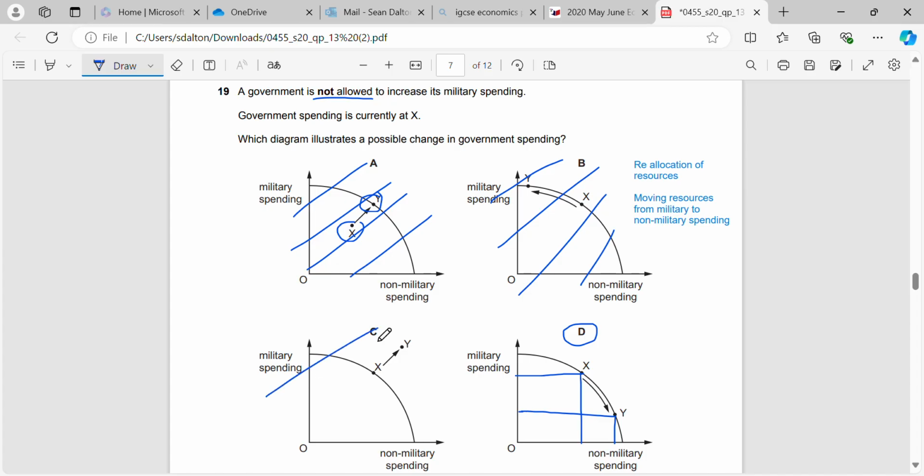Whereas for C, we can't do this because Y is not an achievable point on our curve. We would have to increase our quantity and quality of resources in order to be able to make at point Y. And we don't have the level of resources at the moment because we can see our PPC line is here, not out here.